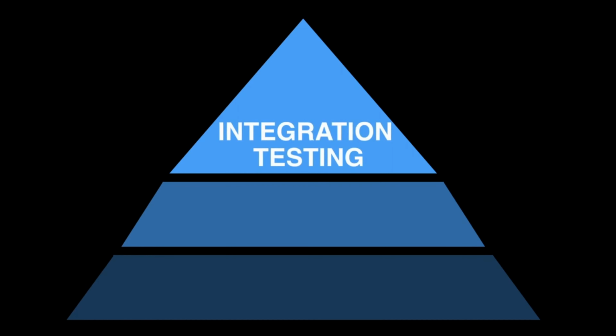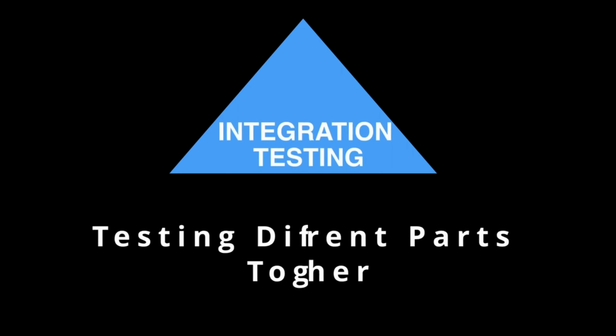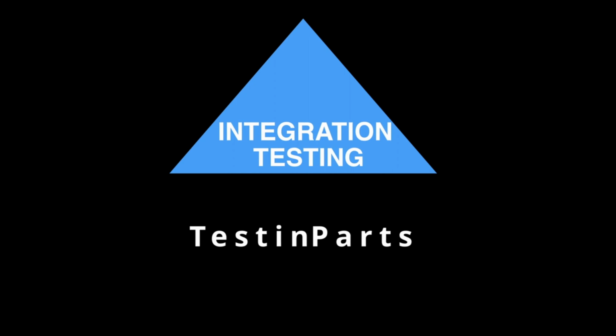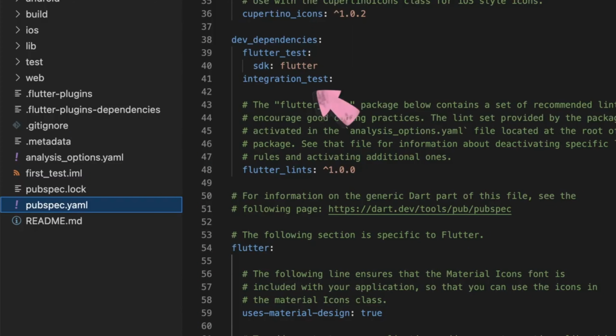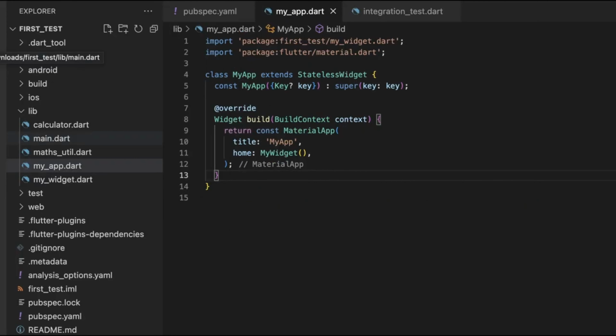Now the next one is integration testing. Integration testing involves testing how different parts of our application work together. We can use the integration_test package to write integration tests. So let's look into a code example to understand integration testing.